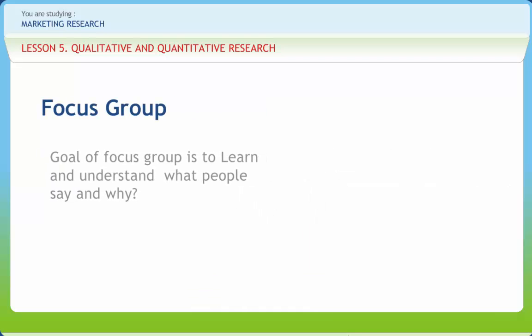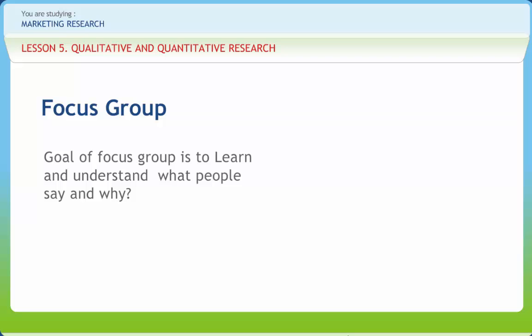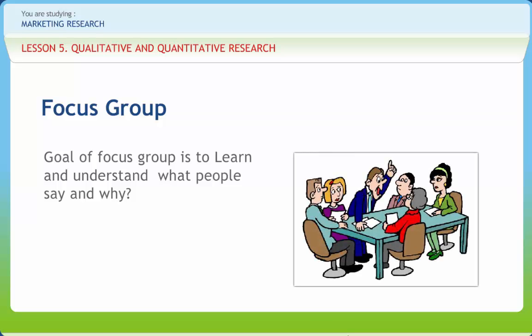Goal of focus group is to learn and understand what people say and why. Characteristics of focus group. It consists of 6 to 12 people, led by a trained moderator, in-depth discussion on one particular topic or concept, informal atmosphere, and duration is 1 to 3 hours.